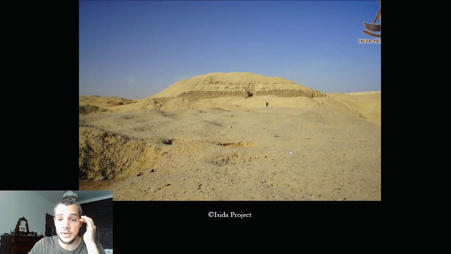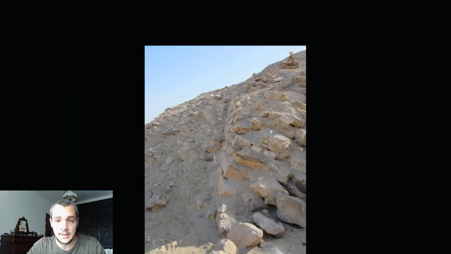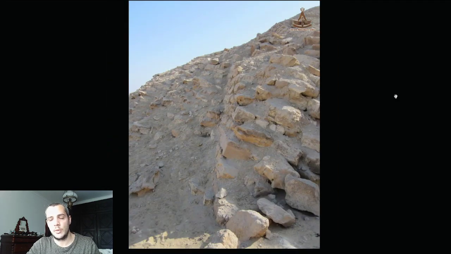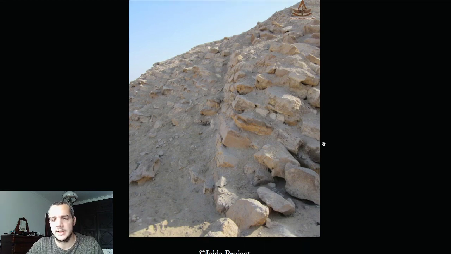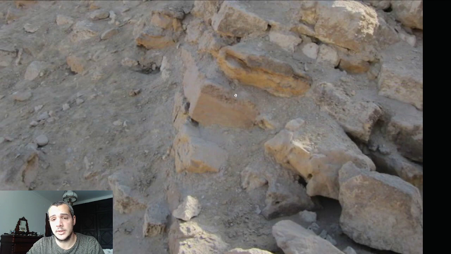You can see here, this is the hole, so probably this is the north side of the pyramid. We are looking at the north side of the pyramid. These are the blocks that are inclined, and you can see quite clearly they were quite rough. So this was never intended to be a finished layer. This was just the core of the pyramid. And you can see they used mortar between the stones.